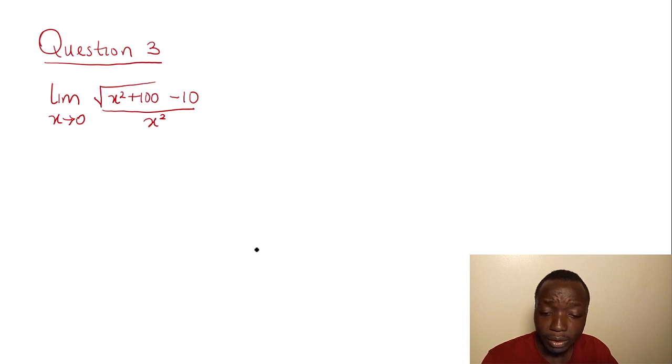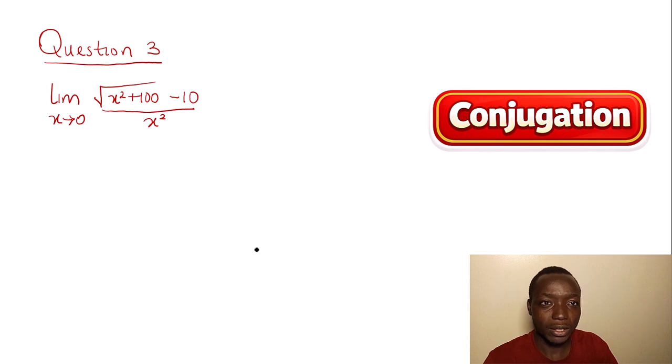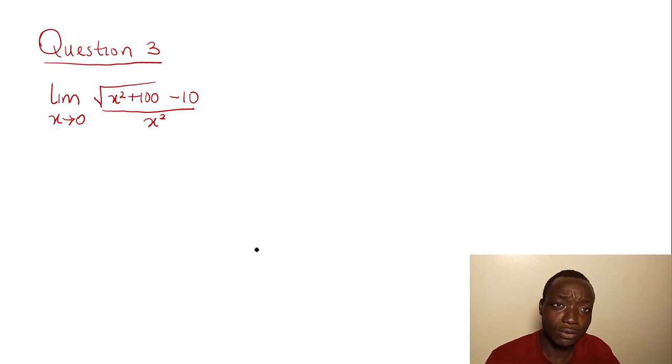All right. Now in the third question, this involves a square root function. It is not directly factorizable. Now I want to show you something new. It's called conjugation. That's what we're going to be applying to solve this question.